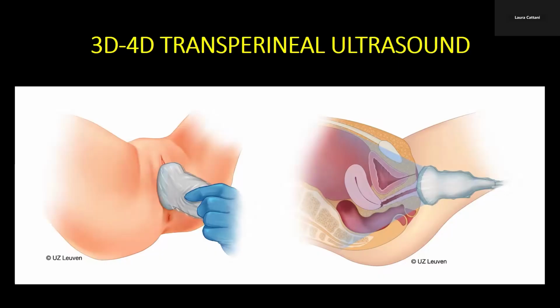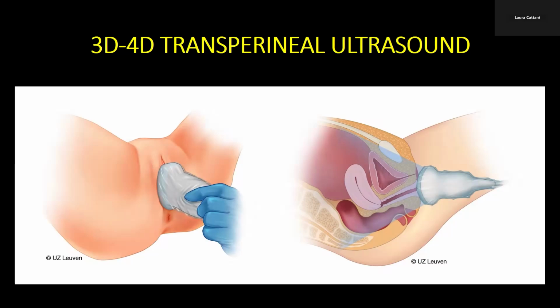Hello everyone! In this video I will show you how to use a 3 and 4-dimensional ultrasound to assess the levator hiatus and the anal sphincter. The patient should be in lithotomy position with flexed and slightly abducted hips. The convex transducer should be covered with a glove.